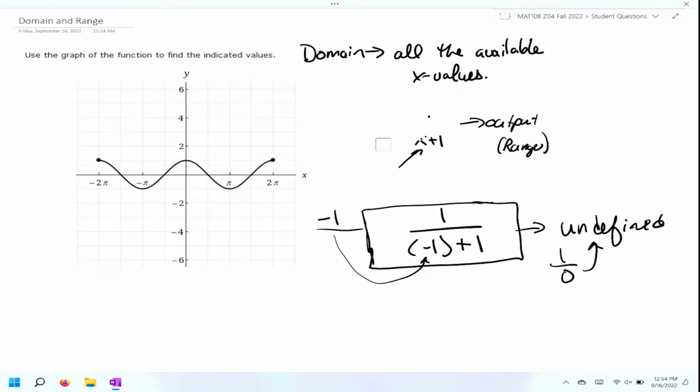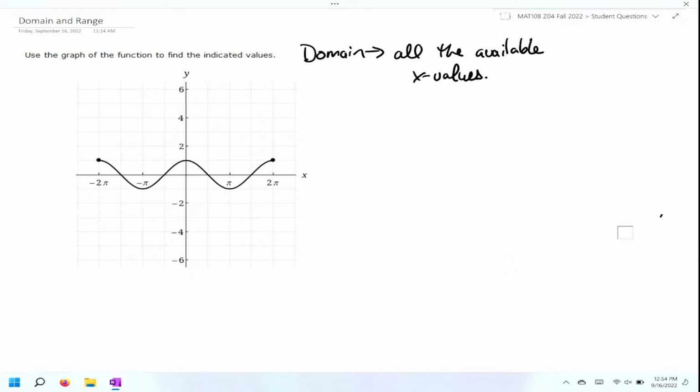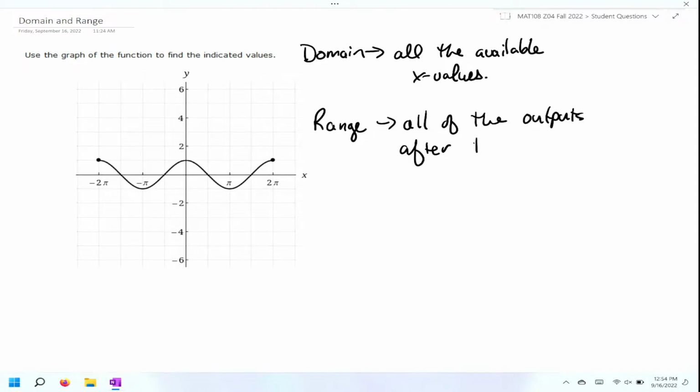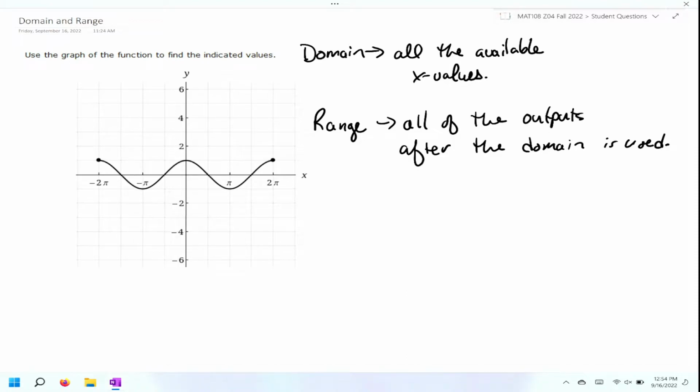So I'm just going to go ahead and erase this, and we're going to define range here real fast. All right, so range is going to be all of the outputs after the domain is used. Now, like I said, you're not going to see these two definitions anywhere in a book. This is just me talking to you, okay?